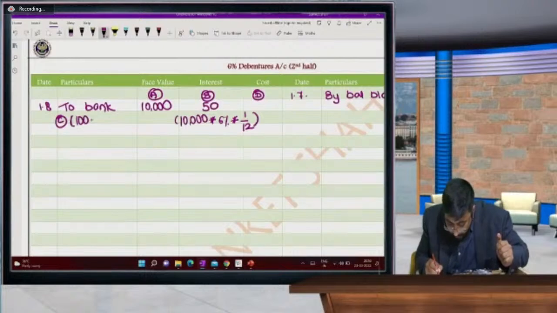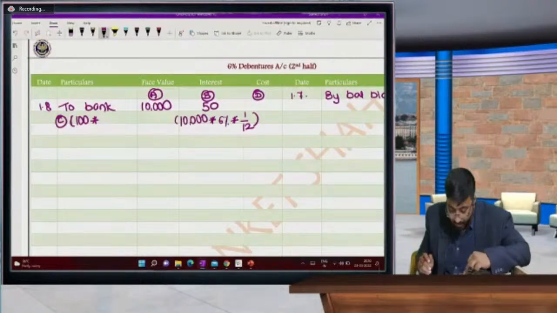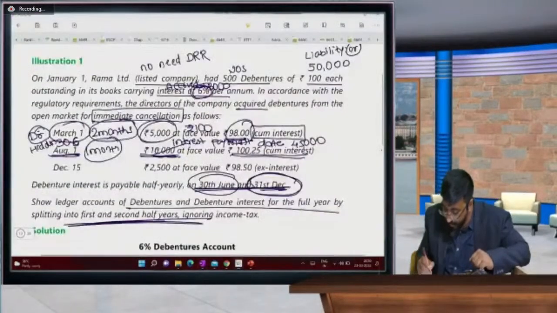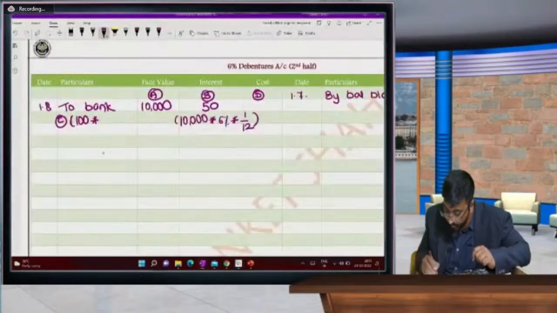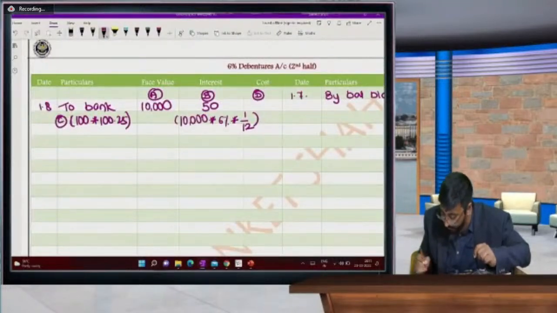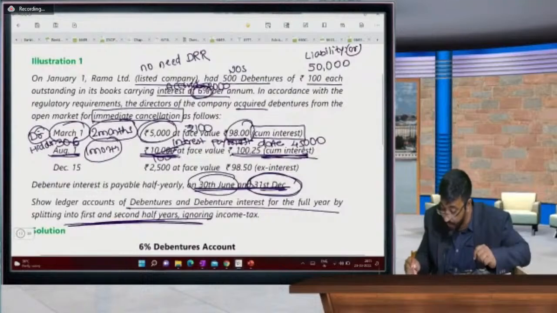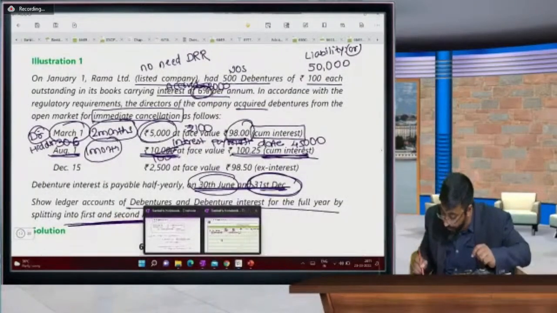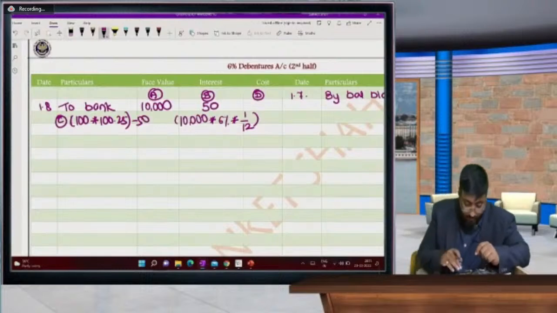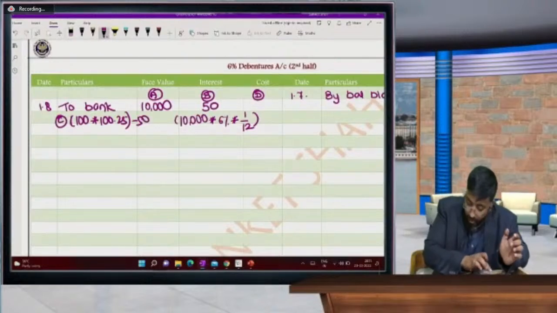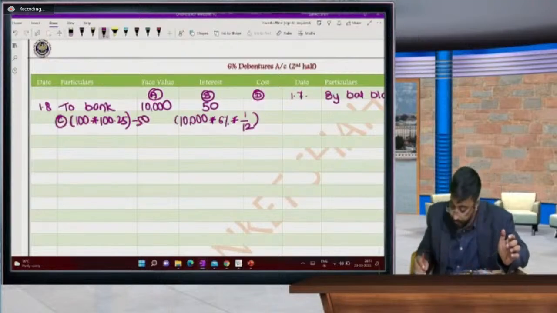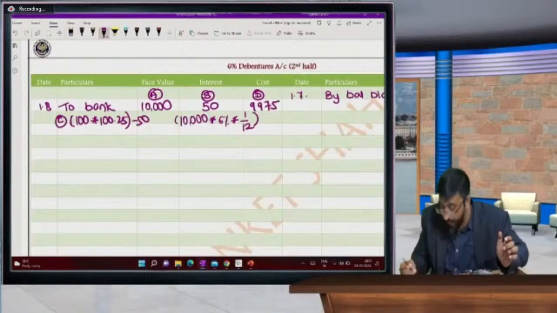100 debentures. How 100? 10,000 divided by 100, so 100 debentures left. 100 debentures into 100.25, cum interest. So I have to deduct minus B, 50 rupees. So what is the answer? 100 into 100.25 into minus 50. So D, 9975.